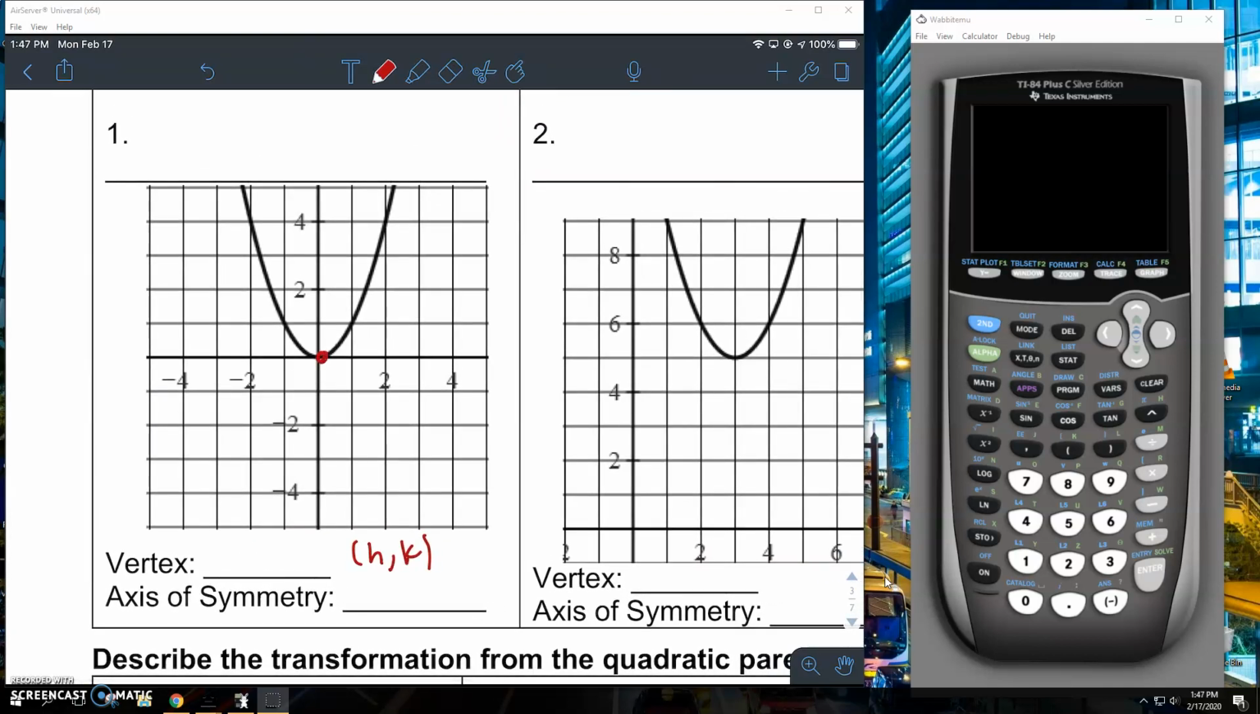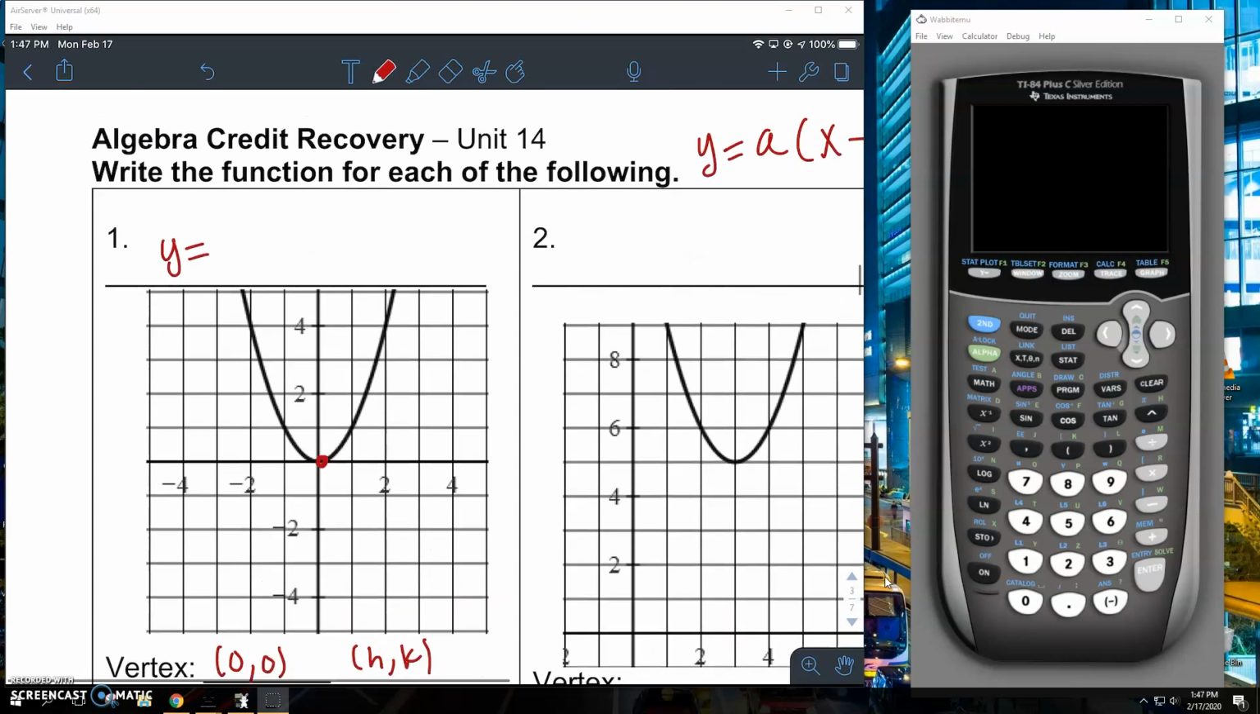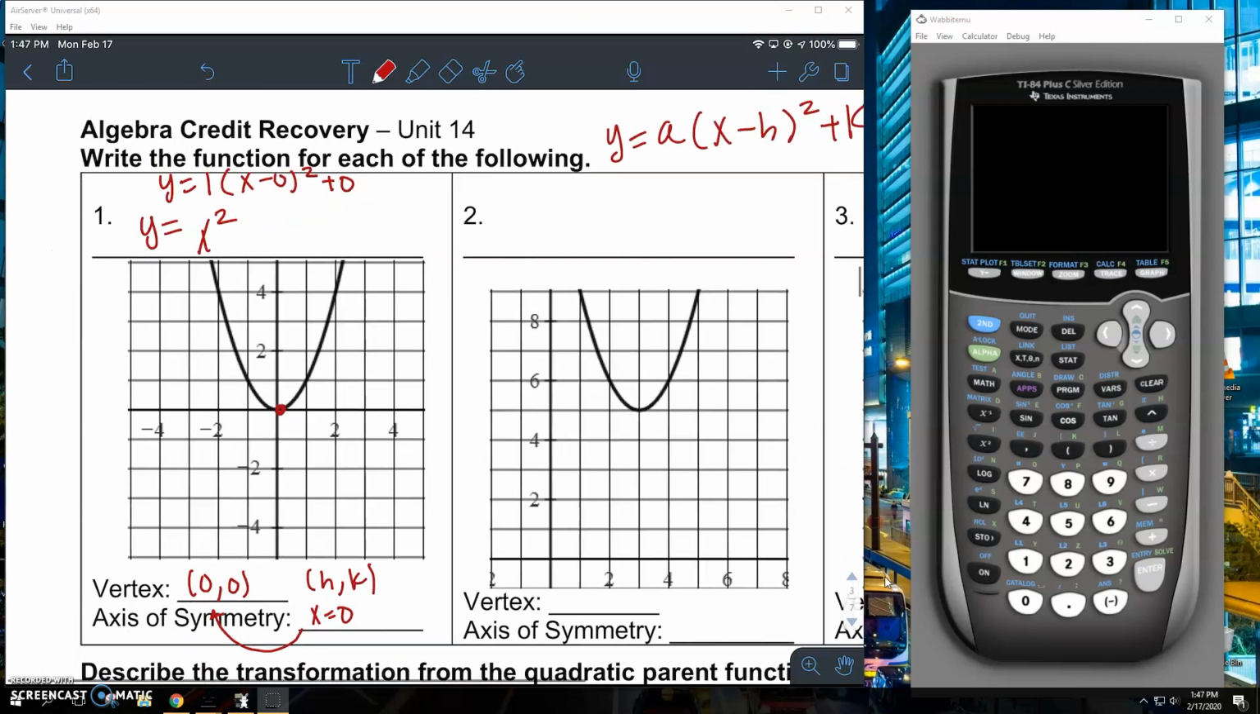My vertex is at (0, 0). I know my axis of symmetry is at x equals 0 because it's just the x value of your vertex. When writing this, I don't have a stretch or shrink. So my equation is just y equals 1 times (x minus 0) squared plus 0. That's how you would write it in vertex form. To simplify it, you would just say y equals x squared, and that is actually the parent function.